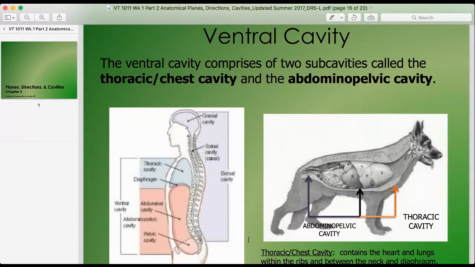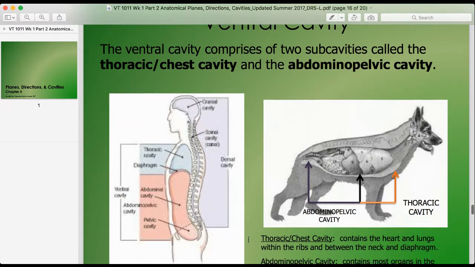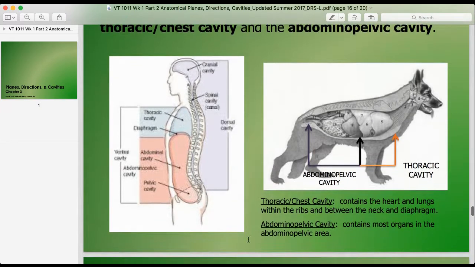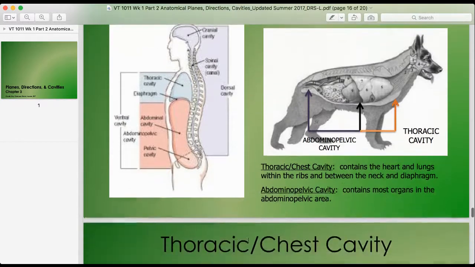The ventral cavity is made up of two subcavities: thoracic, or chest, and thoracic is a more definitive term, and abdominopelvic cavity. The thoracic chest cavity contains our heart and lungs within the ribs and between the neck and the diaphragm. And then the abdominopelvic cavity contains most of the organs of our digestive tract and reproductive area.